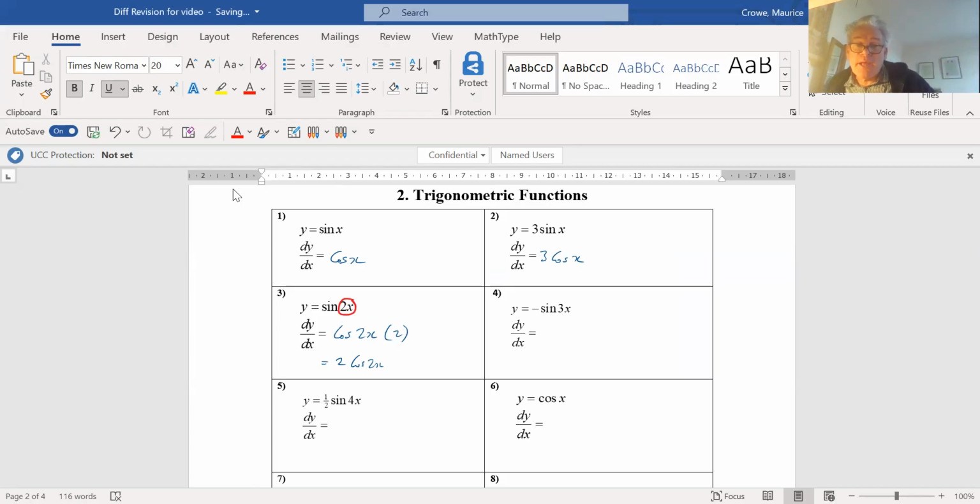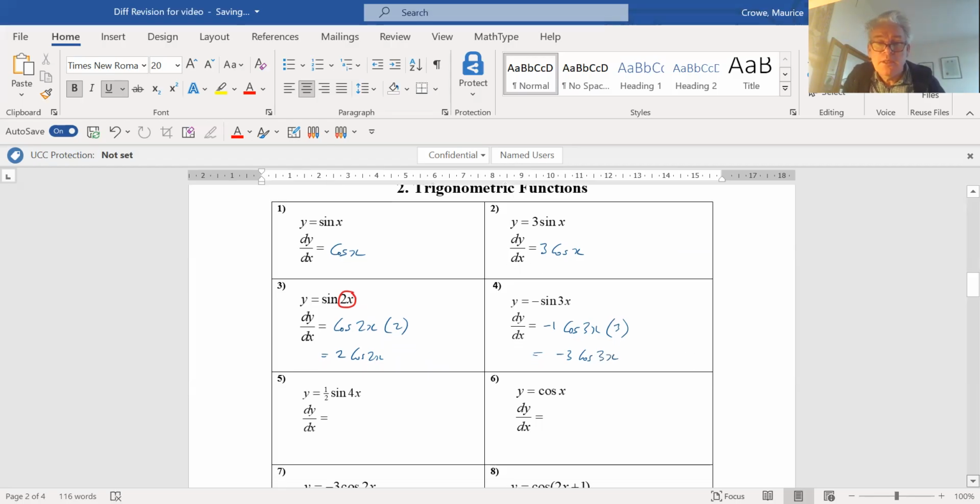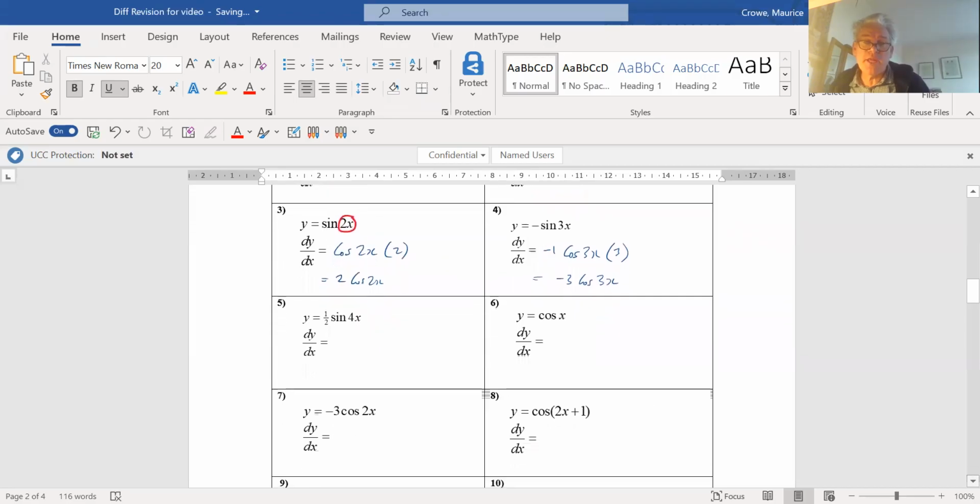Then now minus sine 3x, well, okay, you could actually keep the minus because that's actually a minus 1 in front. So keep that if you like. And then sine goes to cos. It goes to cos 3x by 3. And then that's minus 3 cos 3x. Okay, hopefully you can see all that now. And minus 3 cos 3x.